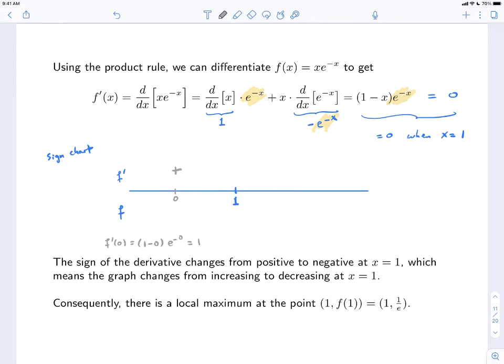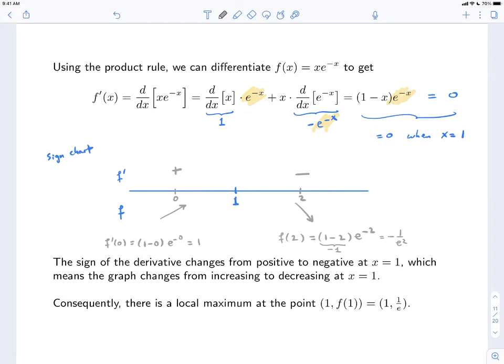Well, what about to the right of 1? Again, we just have to pick any number, so let's pick 2. That's going to give us 1 minus 2 times e to the negative 2. Well, e to the anything is always positive, but here we have 1 minus 2, which is negative 1. So this is going to be minus 1 over e squared, which is negative. So you're going to have a negative here. So our function f is increasing to the left of 1, but decreasing to the right of 1.